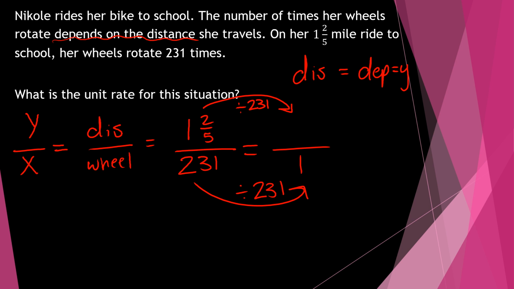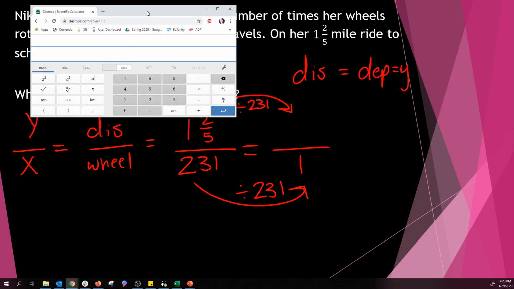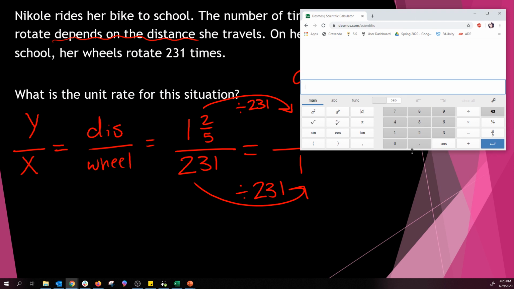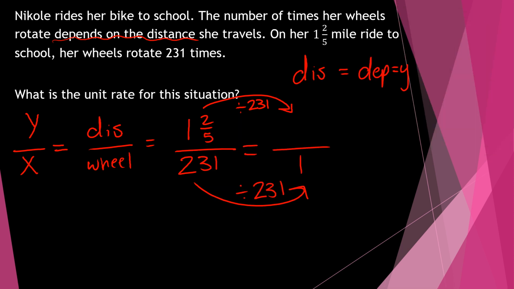And in order to do this easily, we can use Desmos. So if I pull this calculator over here, I'm going to do 1 space 2 over 5, and I'm going to divide this whole thing by 231. Oops.